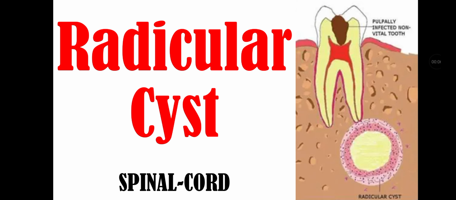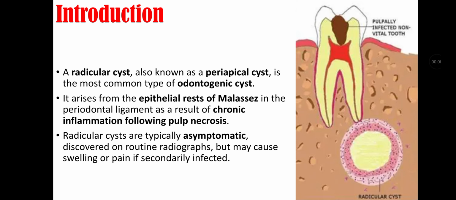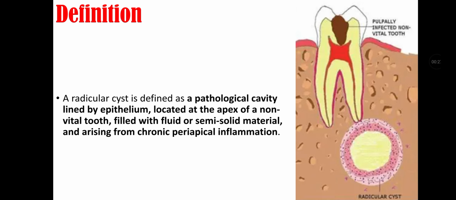So let's start the topic with the introduction. Radicular cyst, also known as periapical cyst, is the most common type of odontogenic cyst. It arises from epithelial cell rests of Malassez in the periodontal ligament as a result of chronic inflammation following pulp necrosis. Radicular cysts are typically asymptomatic, discovered on routine radiographs, but may cause swelling or pain if secondarily infected.